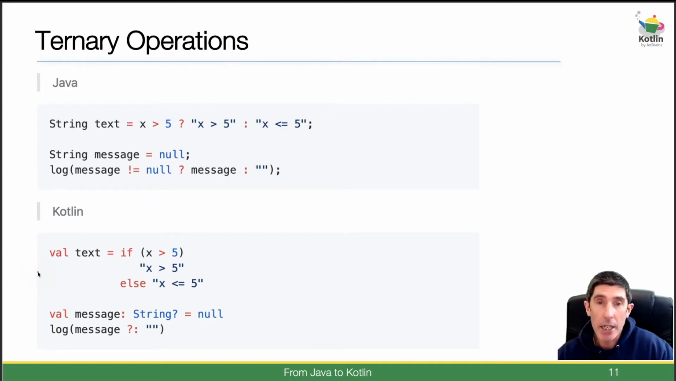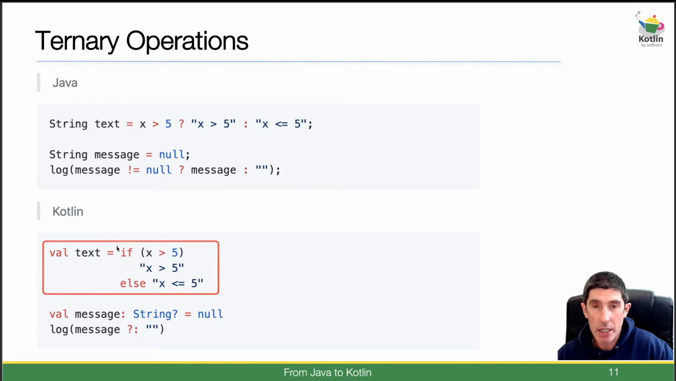Okay, there's no actual ternary operator as such in Kotlin. So you would do something like this. You can say in your val text, you could say if x is greater than 5, we assign that.